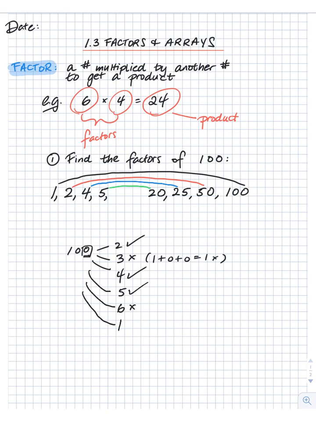The last one has to be 10. Okay, so is it divisible by 10? Yes, because the last digit is a 0. So it's actually going to be 10, comma 10.